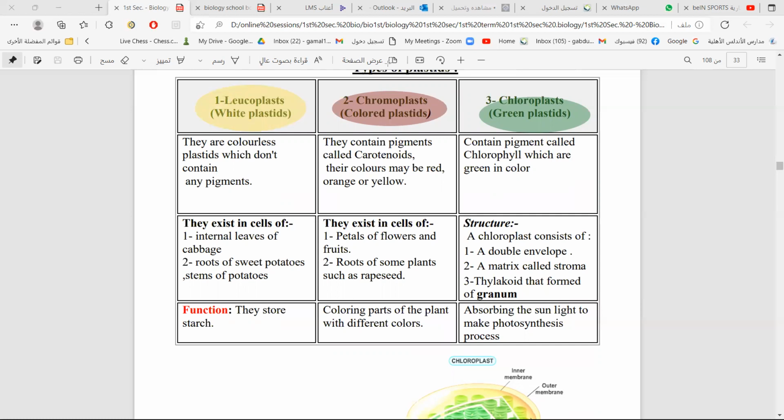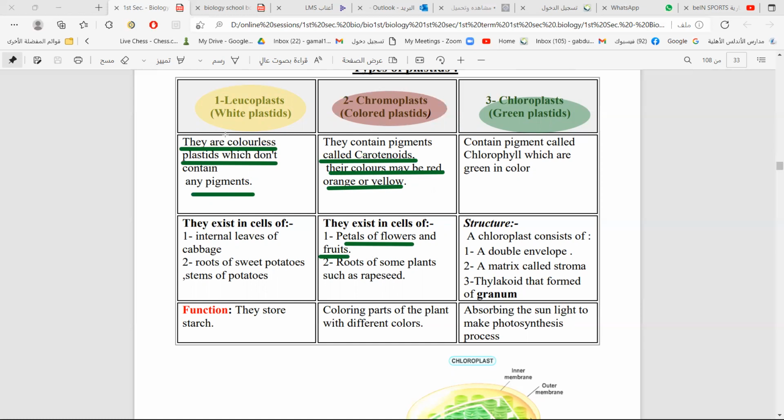What is the difference between the three kinds of plastids? The leucoplasts, colorless plastids, don't contain any pigment. Chromoplasts, or colored plastids, contain many pigments, different in color, maybe red, orange, or yellow. You can find them in some fruits and some flowers. The petals of flowers or fruits have many colors because they have chromoplasts.